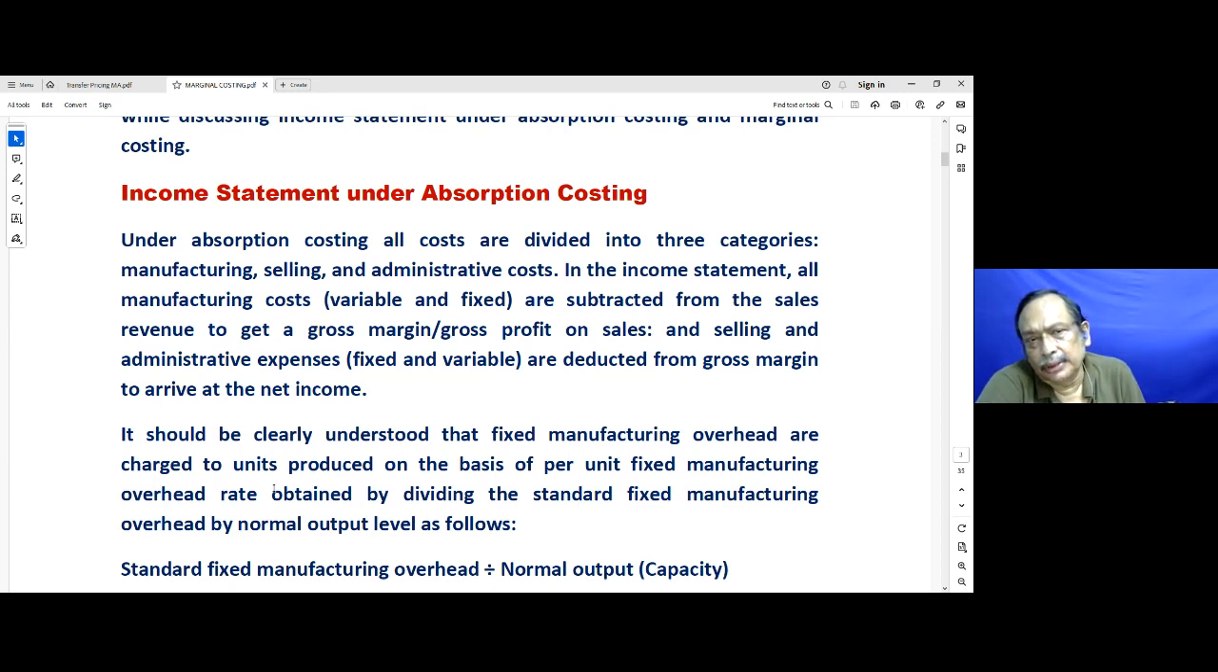Under absorption costing, all costs are divided into three categories. Please try to understand: manufacturing, selling, and administrative cost. In the income statement, all manufacturing costs, variable and fixed, are subtracted from the sales revenue to get a gross margin or gross profit on sales. And selling and administrative expenses, fixed and variable, are deducted from gross margin to arrive at the net income.